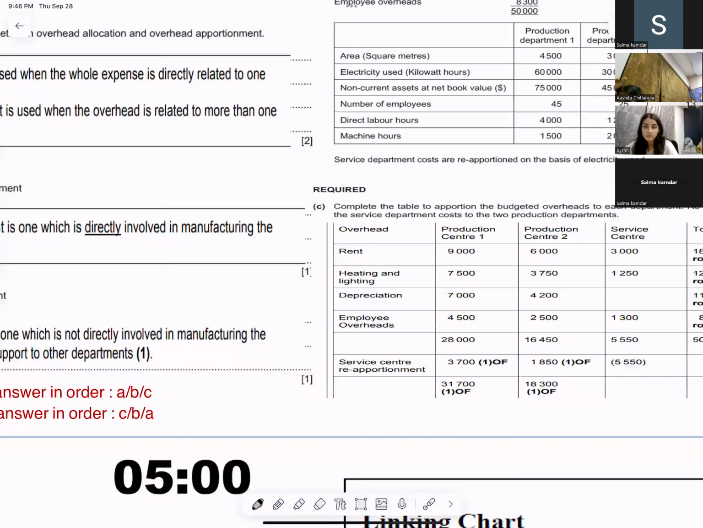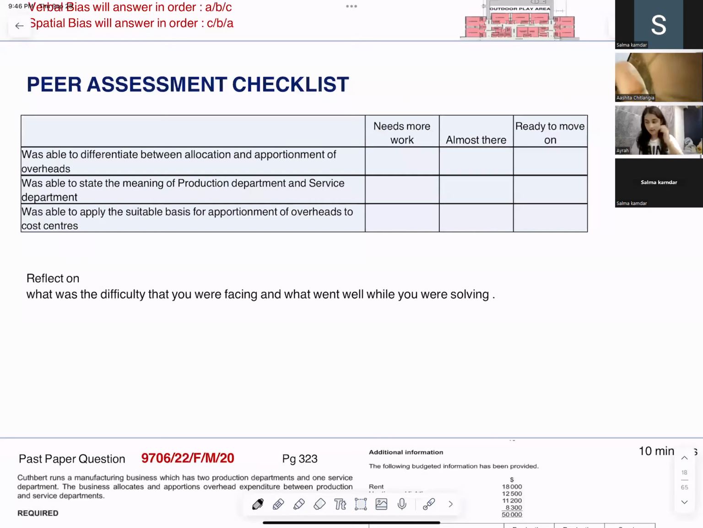Okay, so basically we learned what a cost center is. Can you tell me what is a cost center? A cost center is a place where an item of expenditure is incurred.